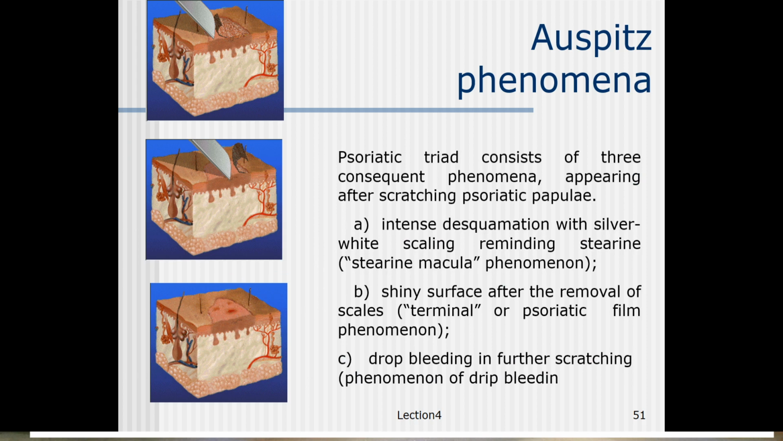Auspitz triad or Auspitz phenomenon. The psoriatic triad consists of three consequent phenomena appearing after scratching a psoriatic papule. First, intense desquamation with silver white scaling remaining, the stearine macula phenomenon.